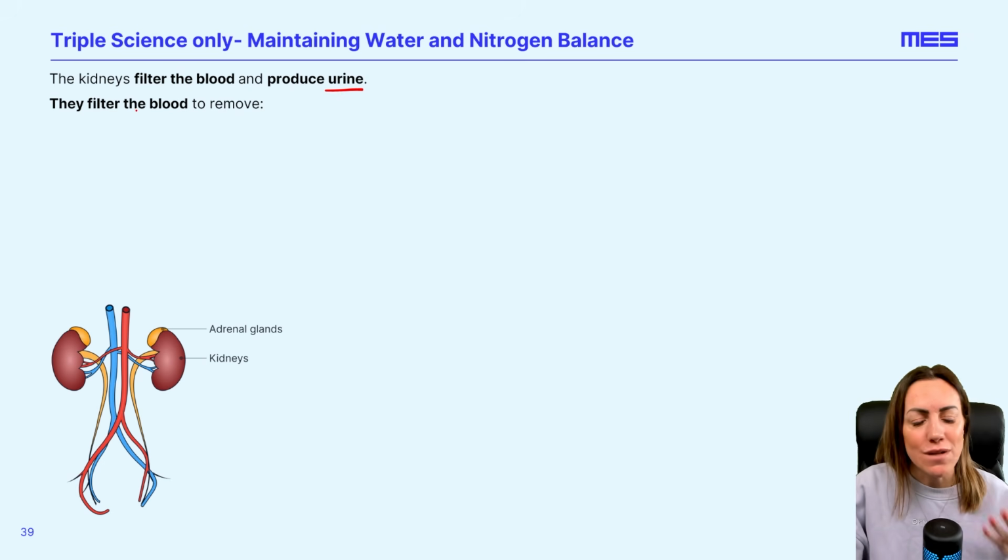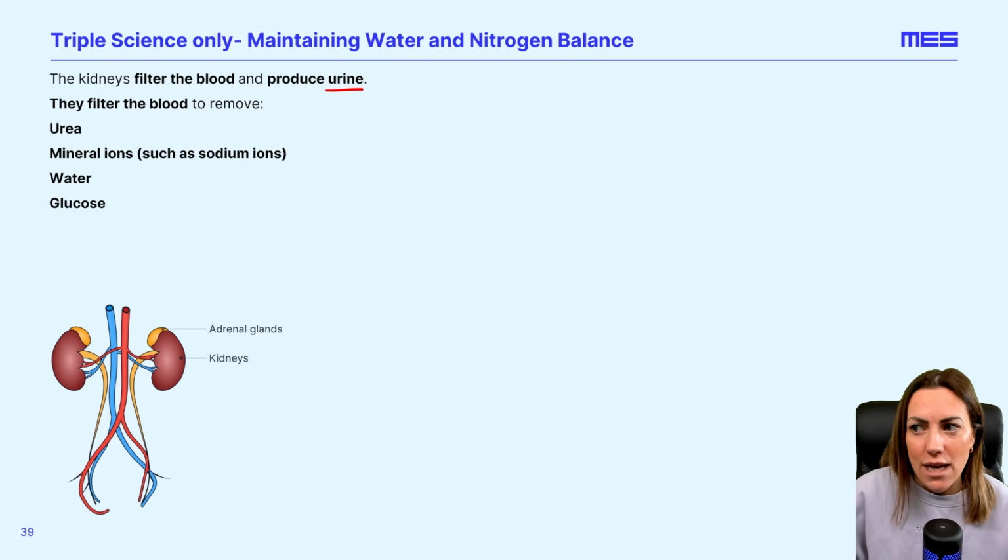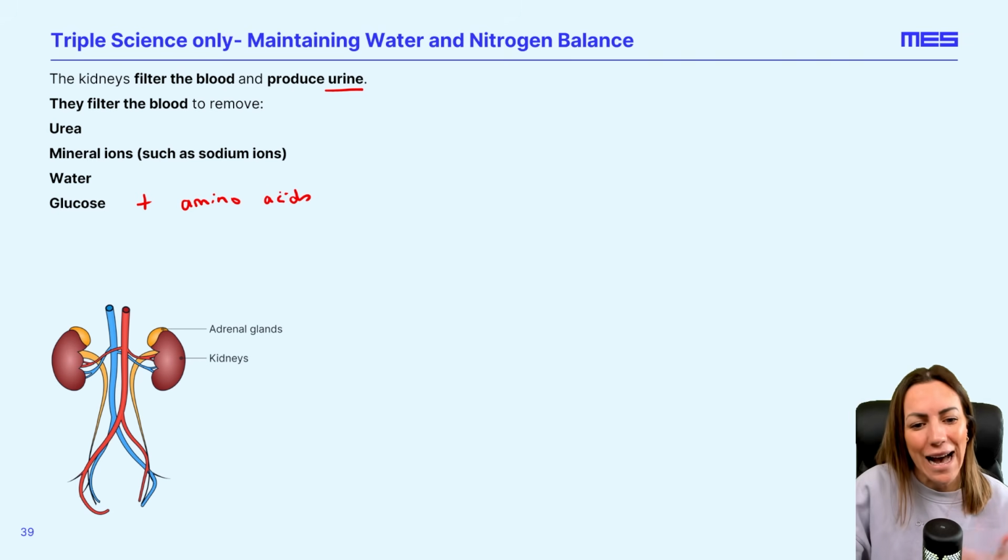Now, the blood flows into the kidneys and they filter the blood to remove certain substances from your bloodstream. They will remove urea. Urea is a toxic waste product that does need to be excreted in the urine. They will remove mineral ions, such as sodium ions. They will remove water. They will remove glucose. Also, amino acids as well, because they're all small enough to pass through the filtering system in the kidneys and enter what we call the filtrate.